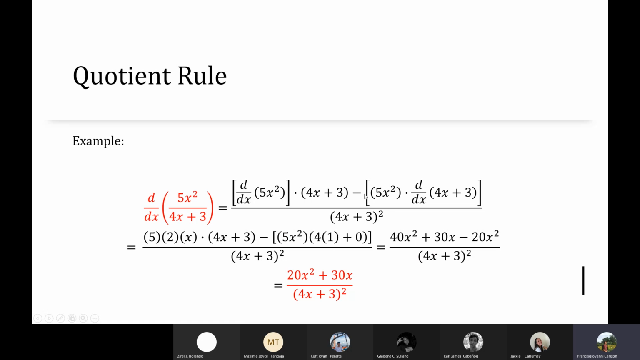It looks difficult, but if you take it step by step, you will get it. The derivative of 5x squared is by the power rule: bring down the 2, then 2 minus 1 is 1. That's why it's 5 times 2 times x. And copy the denominator function 4x plus 3. Then minus: since you are operating with minus, always put brackets. Don't touch the bracket unless you can simplify what's inside it, because the minus sign comes first.